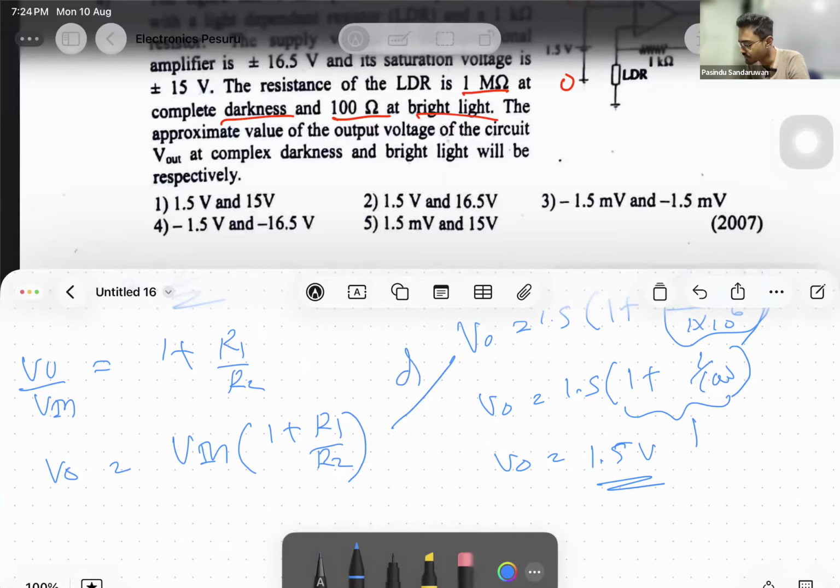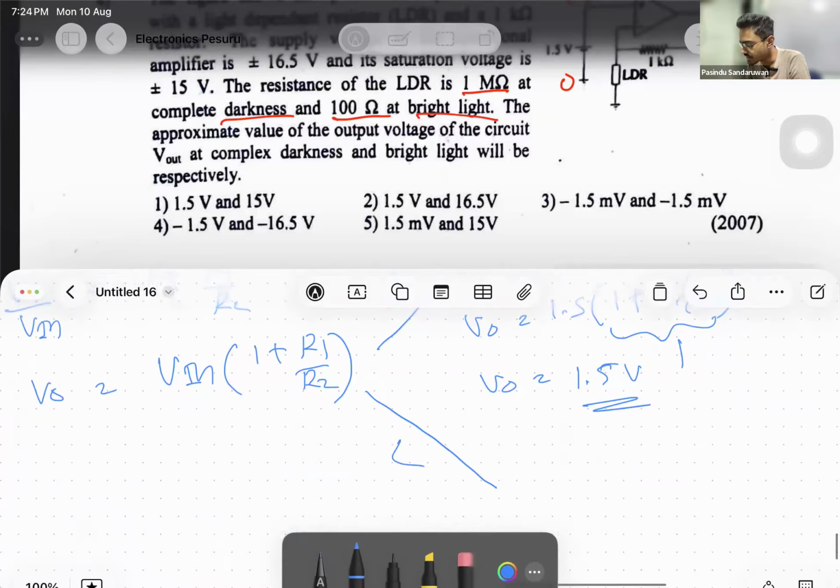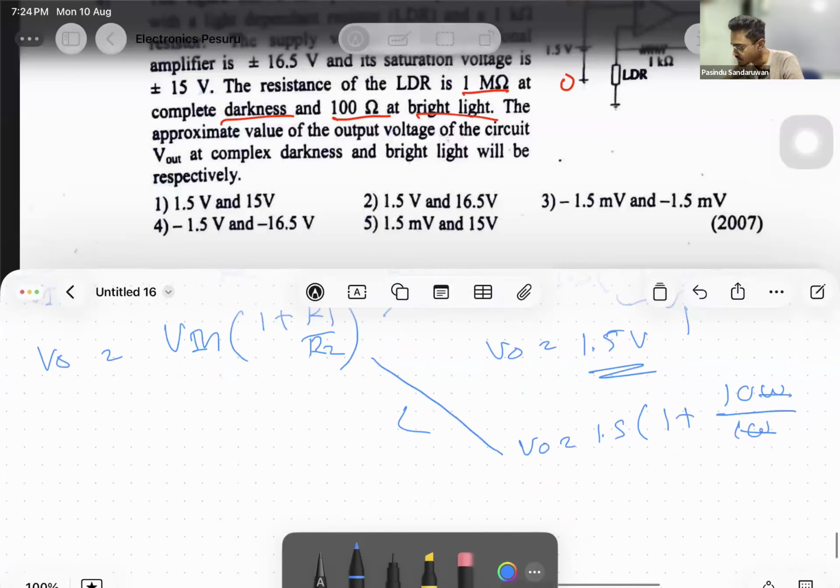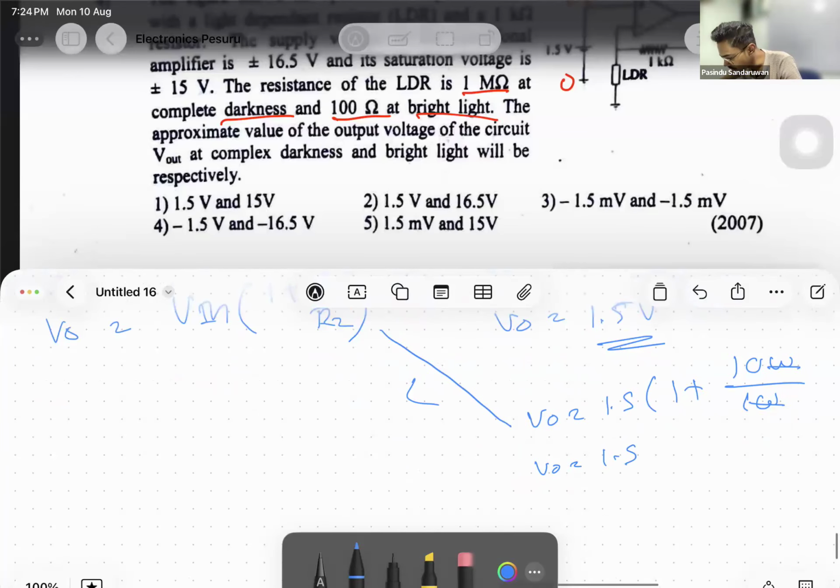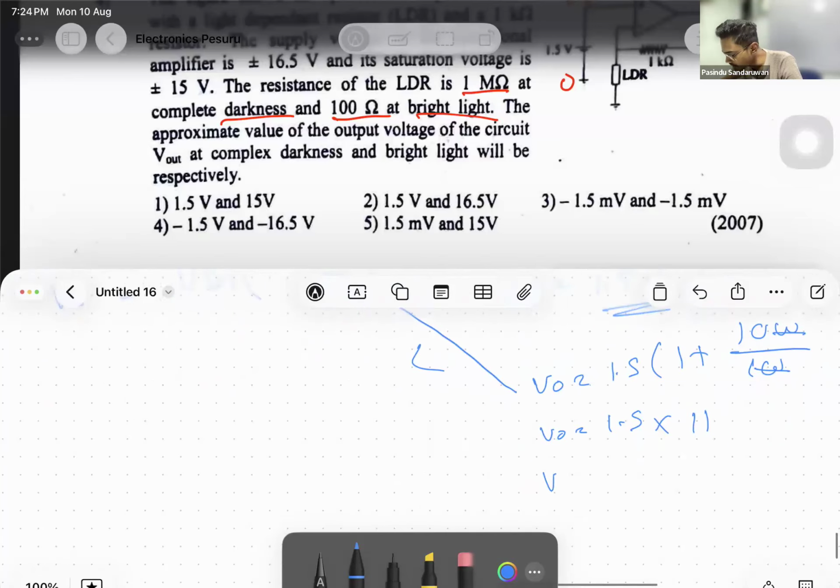So at darkness, 1.5. Then we need the value at light. At light, V out equals V in 1.5 times (1 plus 1000 ohms over 100). Then this is 10, so V out equals 1.5 times 11. 1.5 times 11 is 16.5.